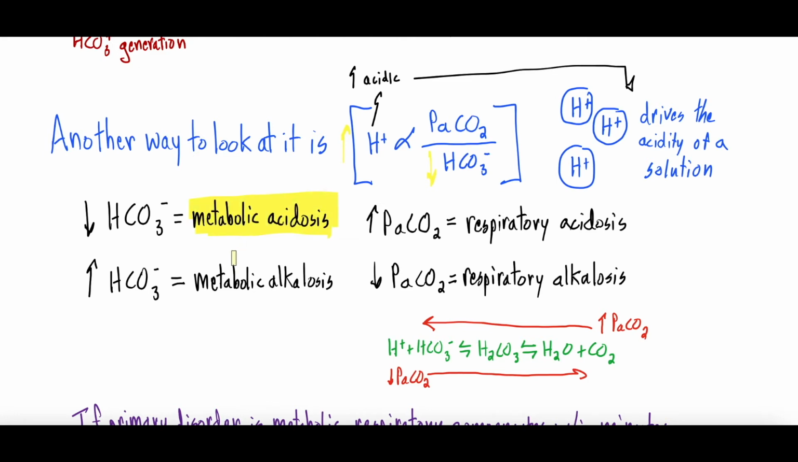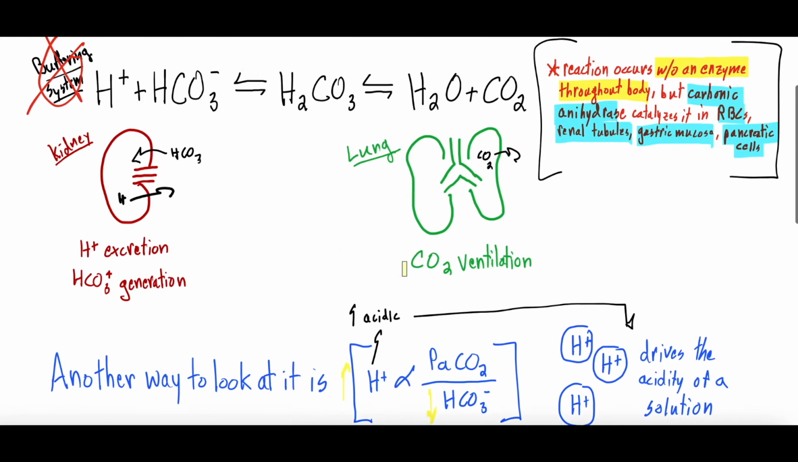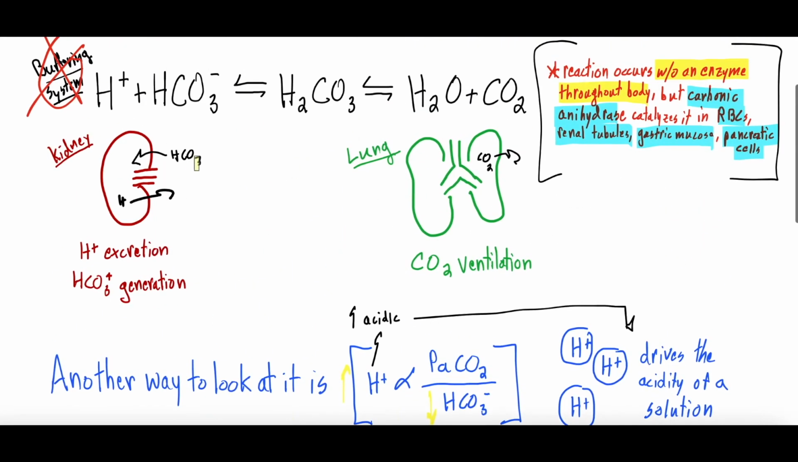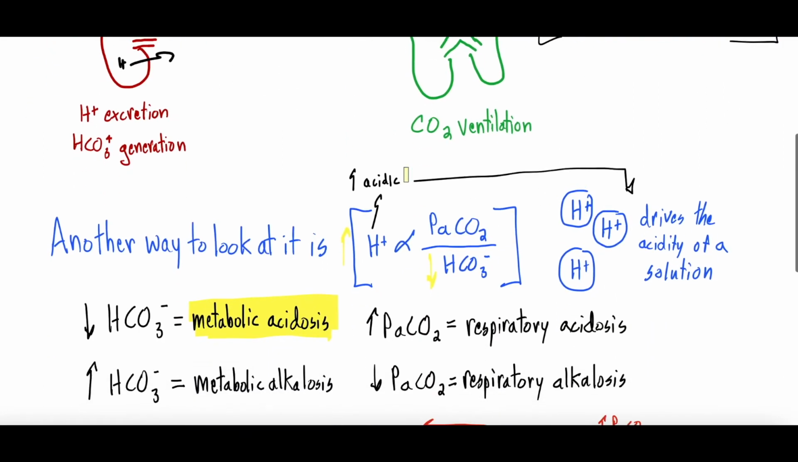Now, why is it metabolic? Well, because the bicarbonate is part of the metabolic processes, whereas the CO2 is part of the respiratory processes, right? You can kind of think of it as kidneys versus lungs. The bicarbonate is part of the kidney processes to regulate acid base, whereas the CO2 is part of the lung or respiratory processes to regulate acid base.